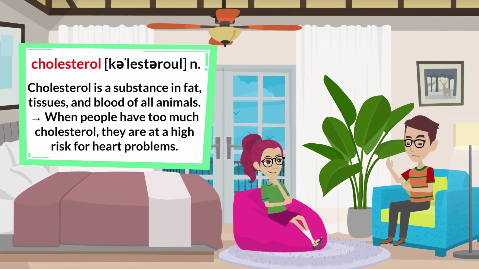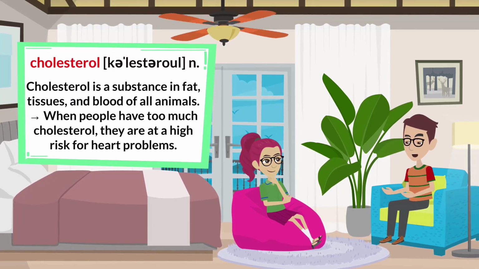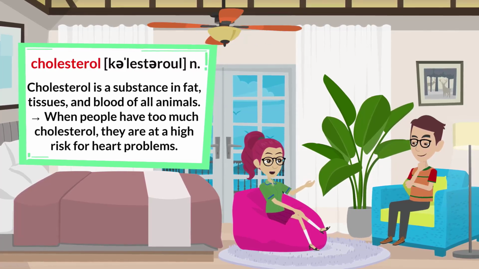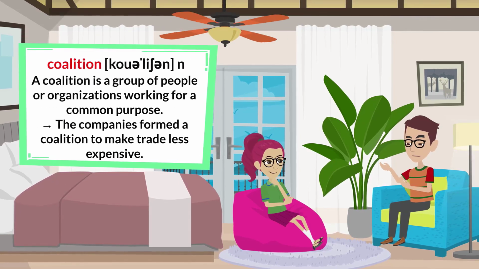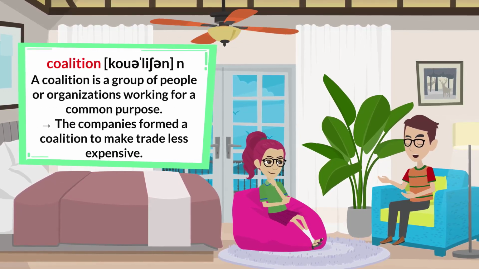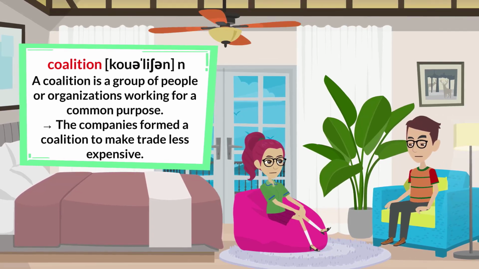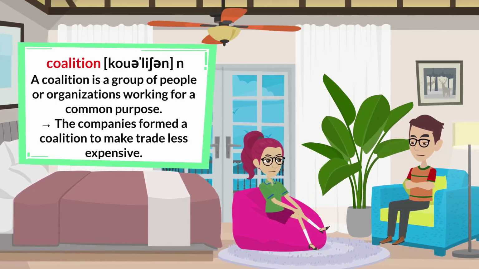Cholesterol. Cholesterol is a substance in fat, tissues, and blood of all animals. When people have too much cholesterol, they are at a high risk for heart problems. Coalition. A coalition is a group of people or organizations working for a common purpose. The companies formed a coalition to make trade less expensive.